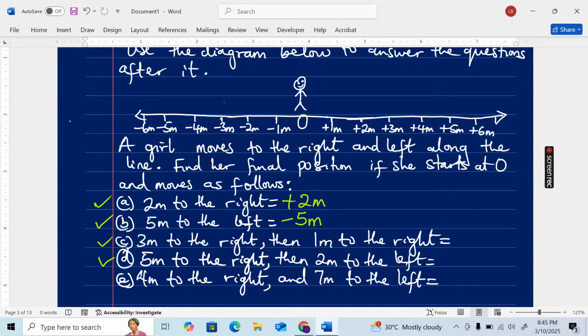Michelle, that's a good one, but your answer is not correct. It is 5 meters to the right, then 2 meters to the left, not 2 meters to the right. 5 meters to the right, then 2 meters to the left.